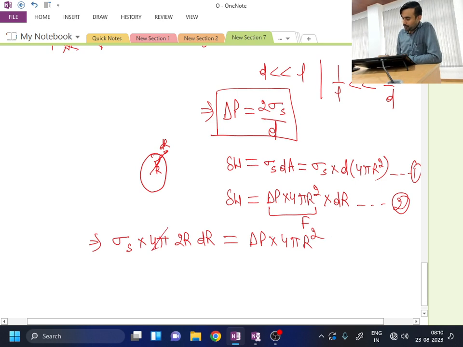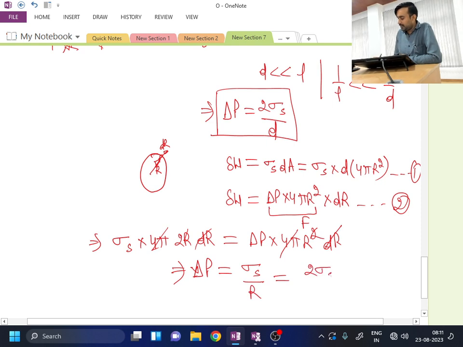If you see, 4 pi is cancelling out, dr is also cancelling out, and one r is also cancelling out. So from here you will find delta P is equal to 2 sigma s by r, or it can be 4 sigma s by d, whatever we have calculated earlier.